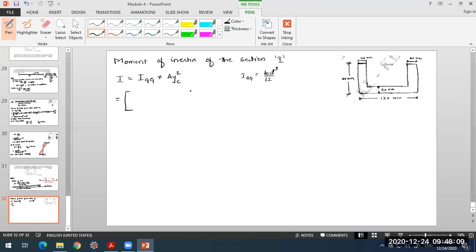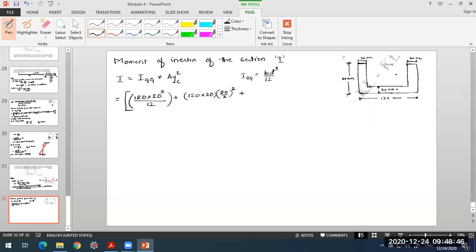All of them are rectangles, so this will be applicable for all. So here, b·d³/12 for the first, bottom area: 120 into 20 cube divided by 12, plus 120 into 20 into y square. With respect to this bottom, the centroid is at a distance of d by 2 measured from this edge. So it will be directly 20 by 2 square.